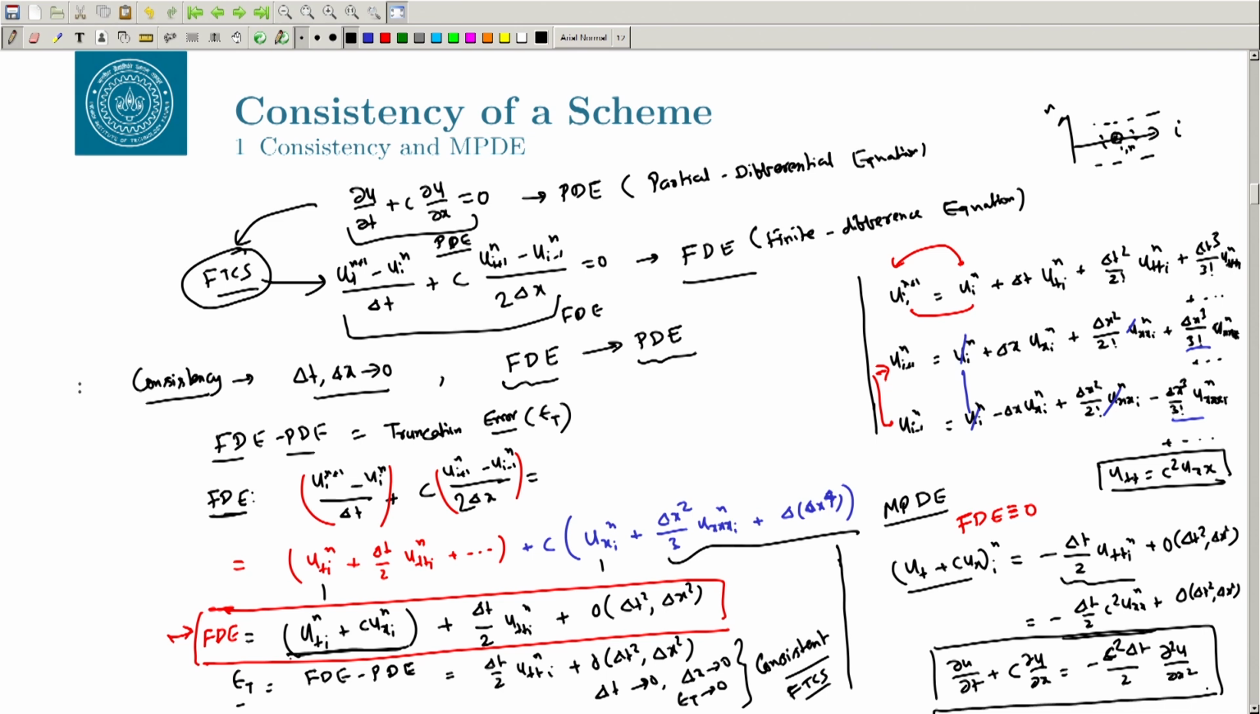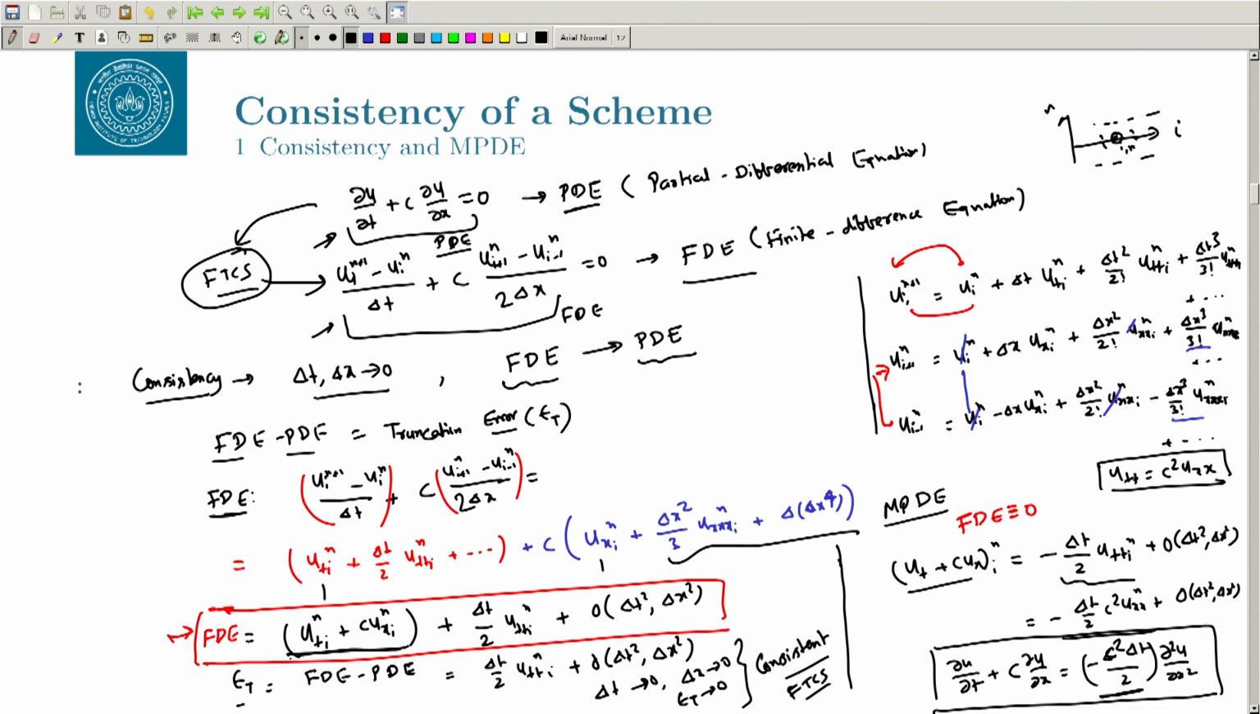So, this is our modified differential equation. We are trying to solve this PDE using the FTCS scheme, but the equation that we are solving is not the PDE that is supposed to be solved, but a different equation. This equation is a convection diffusion equation, with the diffusion term negative, because of minus c square delta t. c square is positive, delta t is positive. So, that is why that term is negative.